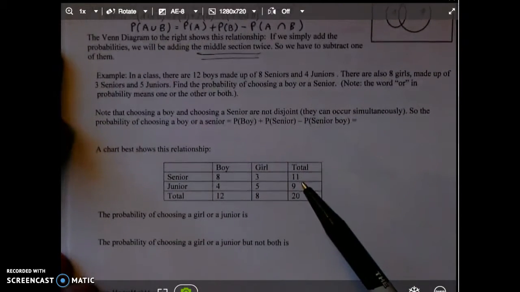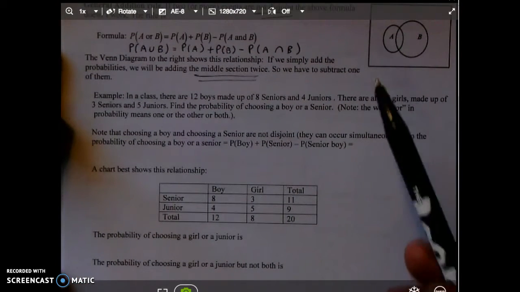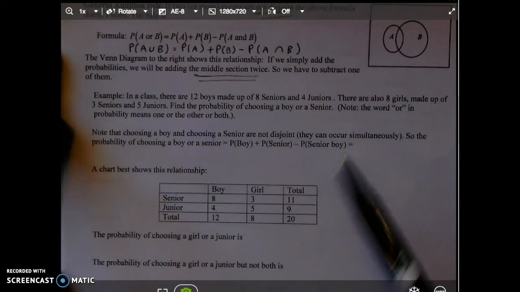So that's an example where I would definitely have some overlapping events in here. Okay, so we have this in a two-way table, and you're going to see this a lot in this section, relating Venn diagrams like this to two-way tables like this.